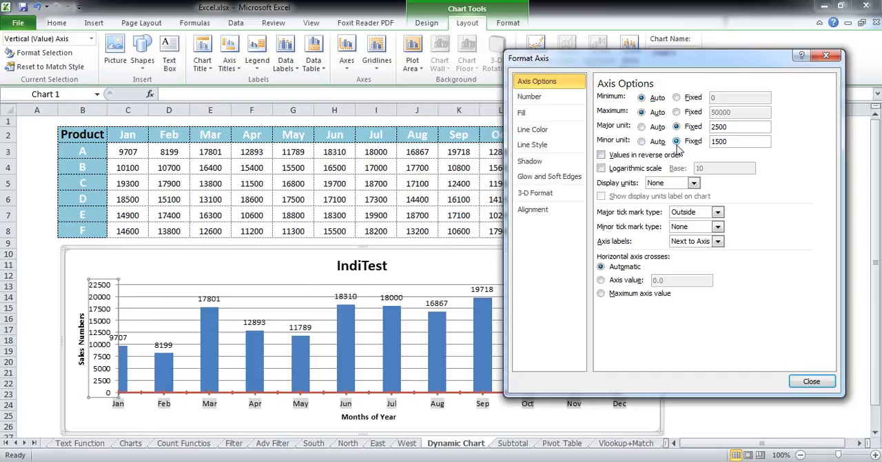Now the minor unit associated with this would be reflected once we introduce the minor grid lines in our chart, and its effect would be best seen after that. So we leave it to that portion, having this value in the on mode.